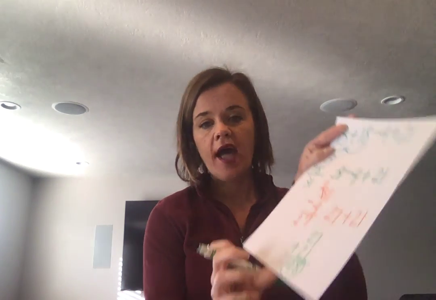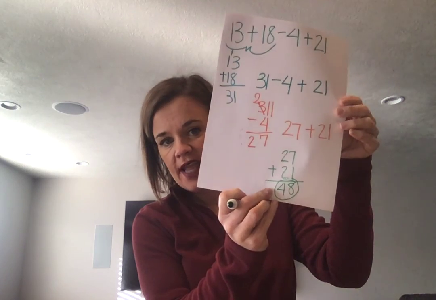But right now I'm just going to finish solving this. 27, add 21, and I'm going to get 7 plus 1 is 8. 2 plus 2 is 4. So if I simplified that expression, I would get 48. Okay.